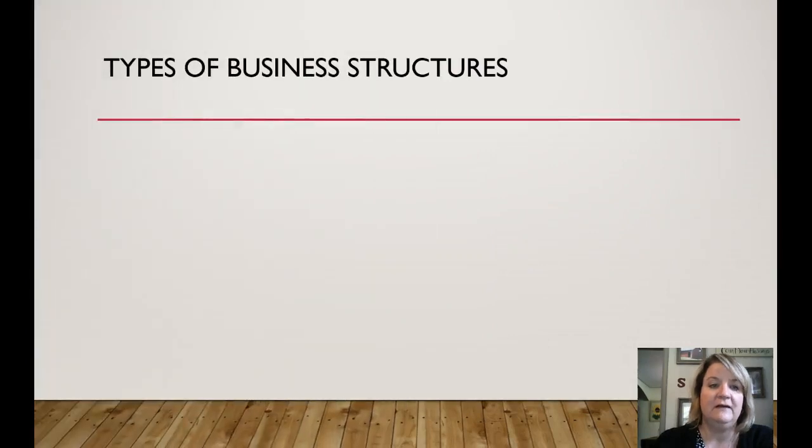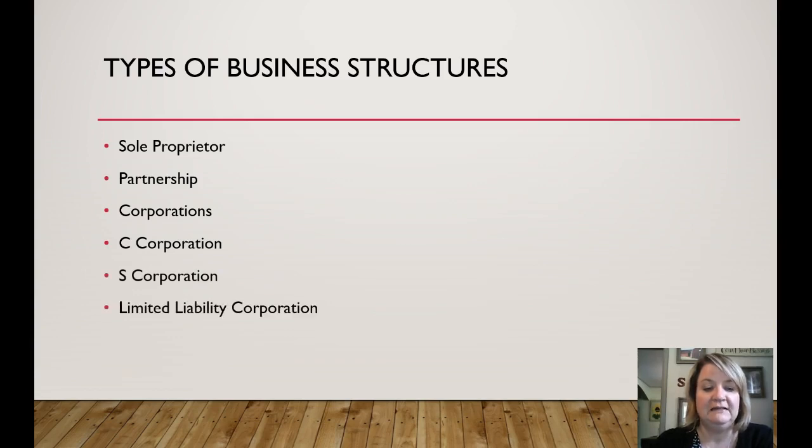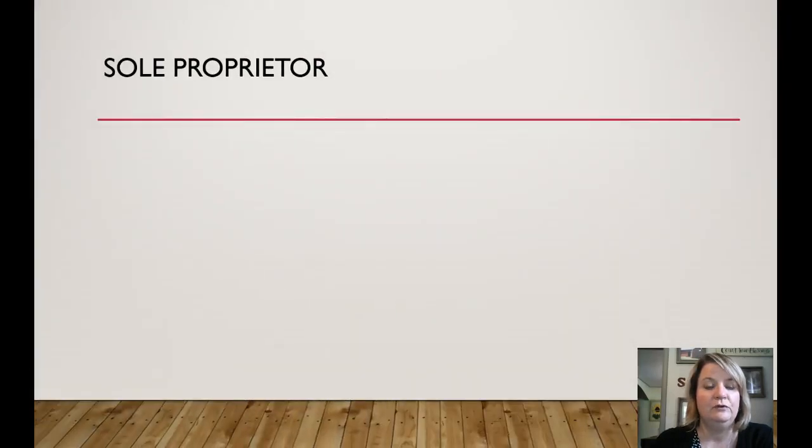We are going to talk about types of business structures this week. Different types of business structures are sole proprietor, partnership, corporations, C corporation, S corporation, and limited liability corporation. We'll go through each of those and tell a little bit of the characteristics of each one of those.